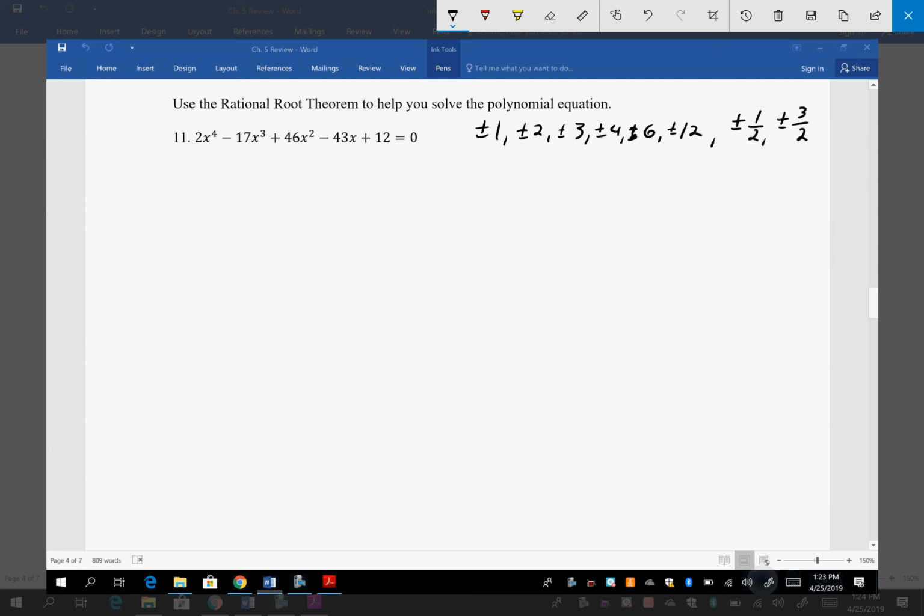So what I did there, if you're having trouble, was I took all these numbers and divided them by 2. What's 1 over 2? It's right there. What's 2 over 2? It's already there. What's 3 over 2? There it is. What's 4 over 2? It's already there. 6 over 2. There it is. 12 over 2. So that's why it looks like there's only 2 additional ones. Really 4 because it's plus or minus.